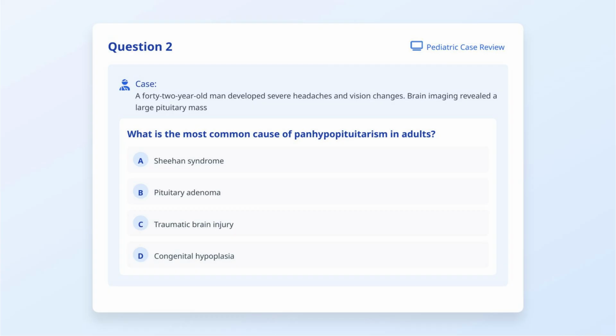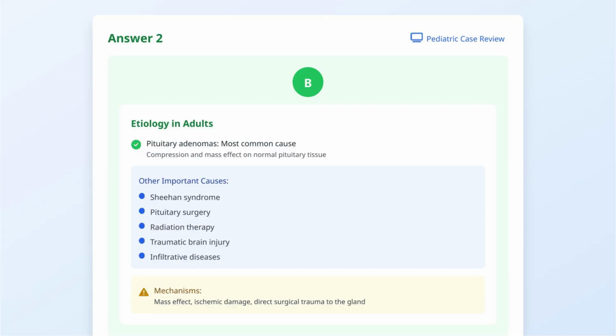Case scenario: a 42-year-old man developed severe headaches and vision changes. Brain imaging revealed a large pituitary mass. Question: what is the most common cause of panhypopituitarism in adults? Option A: Sheehan syndrome. Option B: pituitary adenoma. Option C: traumatic brain injury. Option D: congenital hypoplasia. The correct answer is B.